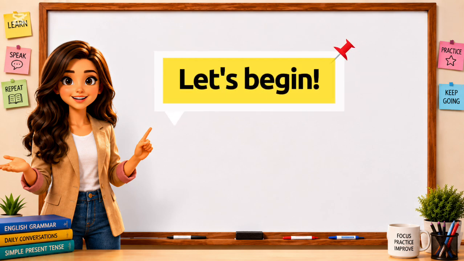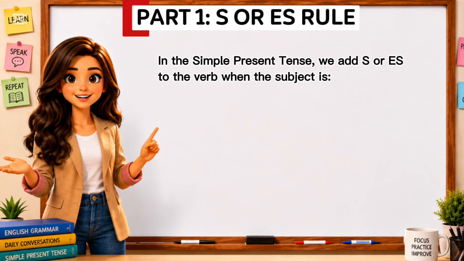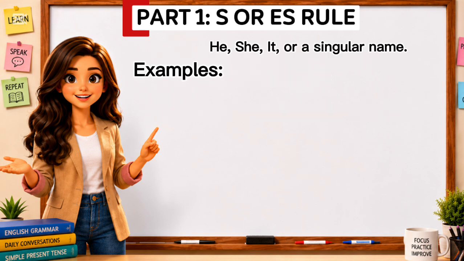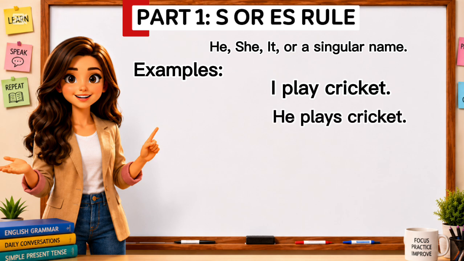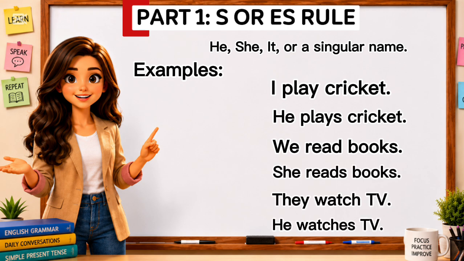Let's begin. Part 1. S or ES rule. In the simple present tense, we add S or ES to the verb when the subject is he, she, it, or a singular name. Examples: I play cricket. He plays cricket. We read books. She reads books. They watch TV. He watches TV.